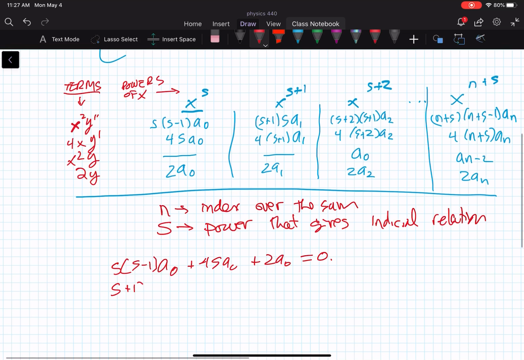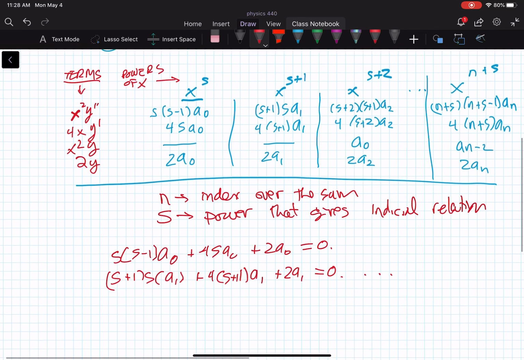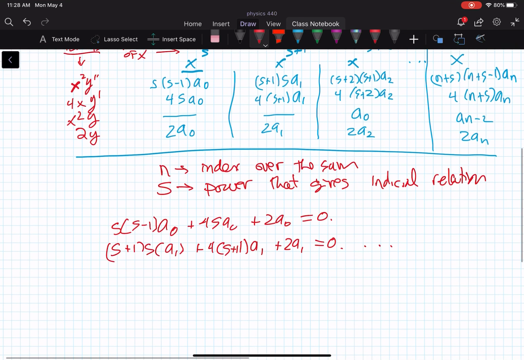S plus 1 times s times a1, plus 4s plus 1 a1 plus 2a1 is equal to 0, and so on. So the total coefficients for each power must be equal to 0.